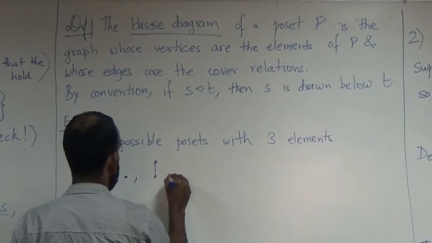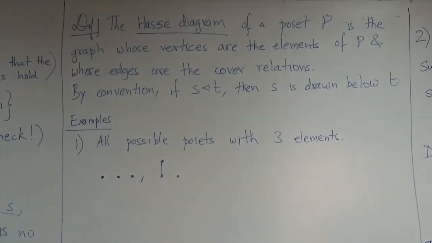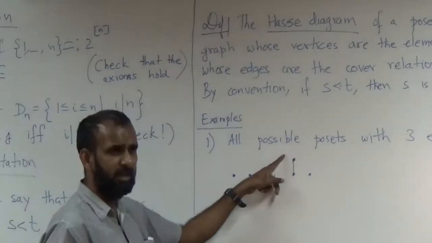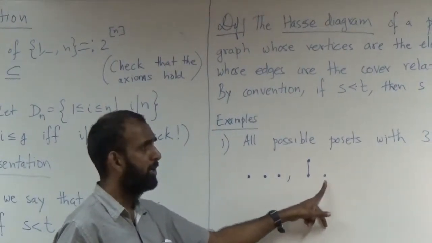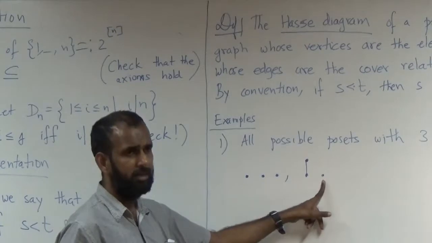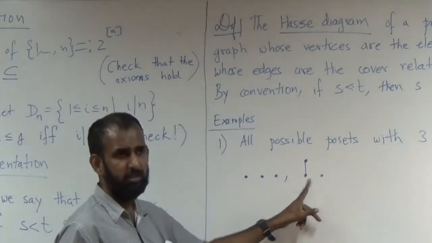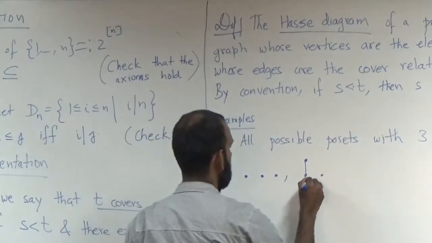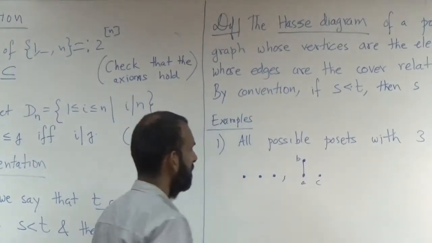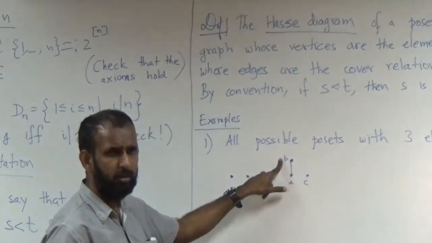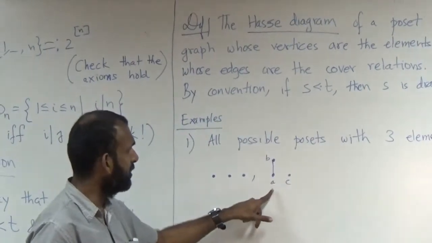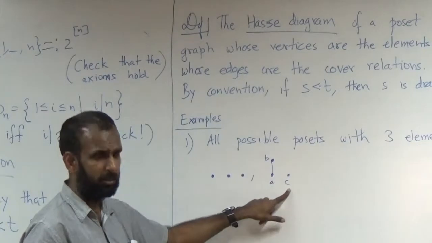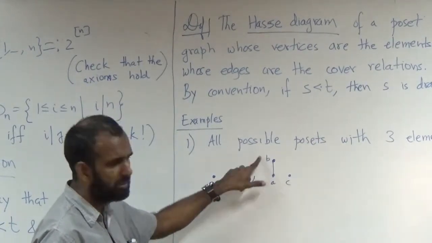Then you can have a poset with 1 order relation. So this one is less than this one, but this one is unrelated, incomparable with either of those. So if I were to call this A, B and C, A is less than B, but you cannot say that A is less than C or C is less than A. They are incomparable. That's the term used. And similarly, B and C are incomparable.